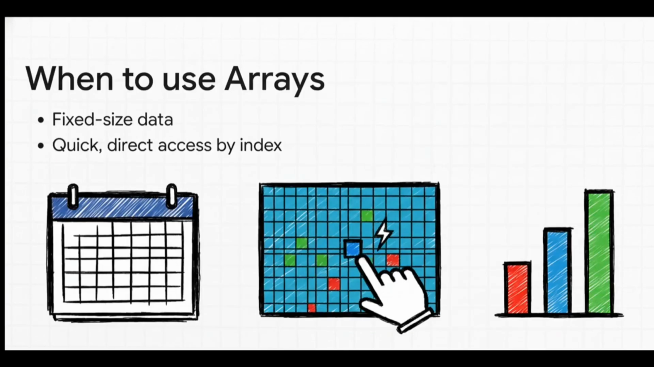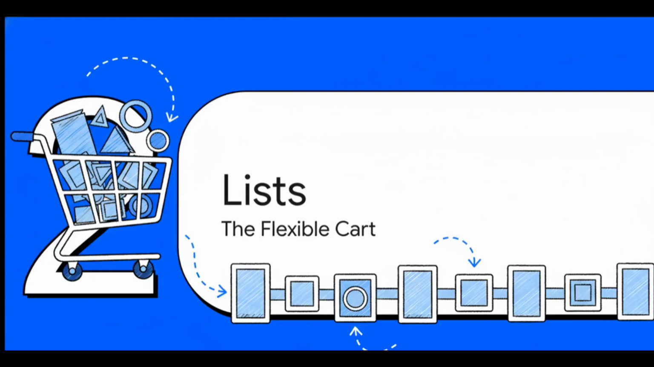So when is an array your go-to? Think about any time you know exactly how many items you're going to have right from the get-go. Like the months in a year, or maybe all the pixels on a screen for a game board. They're absolute workhorses for numerical data, and anytime you need that lightning-fast access just by knowing an item's position. Okay, but what happens when you don't know how many items you'll need? What if your collection needs to be a bit more stretchy? Well, for that, we need something way more flexible. So let's talk about lists.